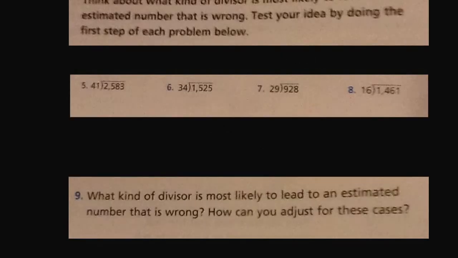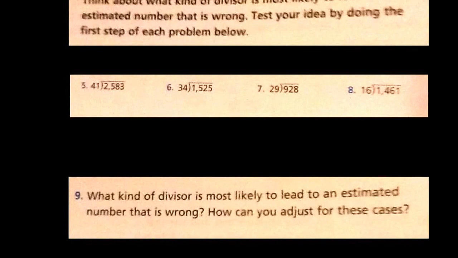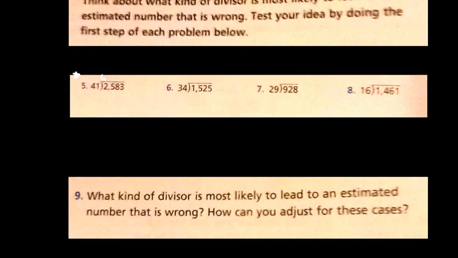All right, ladies and gents, we're going to go ahead and solve just the first step of some of these problems. And we have to think about, when we're using that estimation, what numbers are easier to make a mistake with. So when I look at number 5 here, I have 2,583 divided by 41. Okay, so first I'm going to look at this as 41 does not go into 2, so I'll put a 0 up. 41 does not go into 25, so another 0.